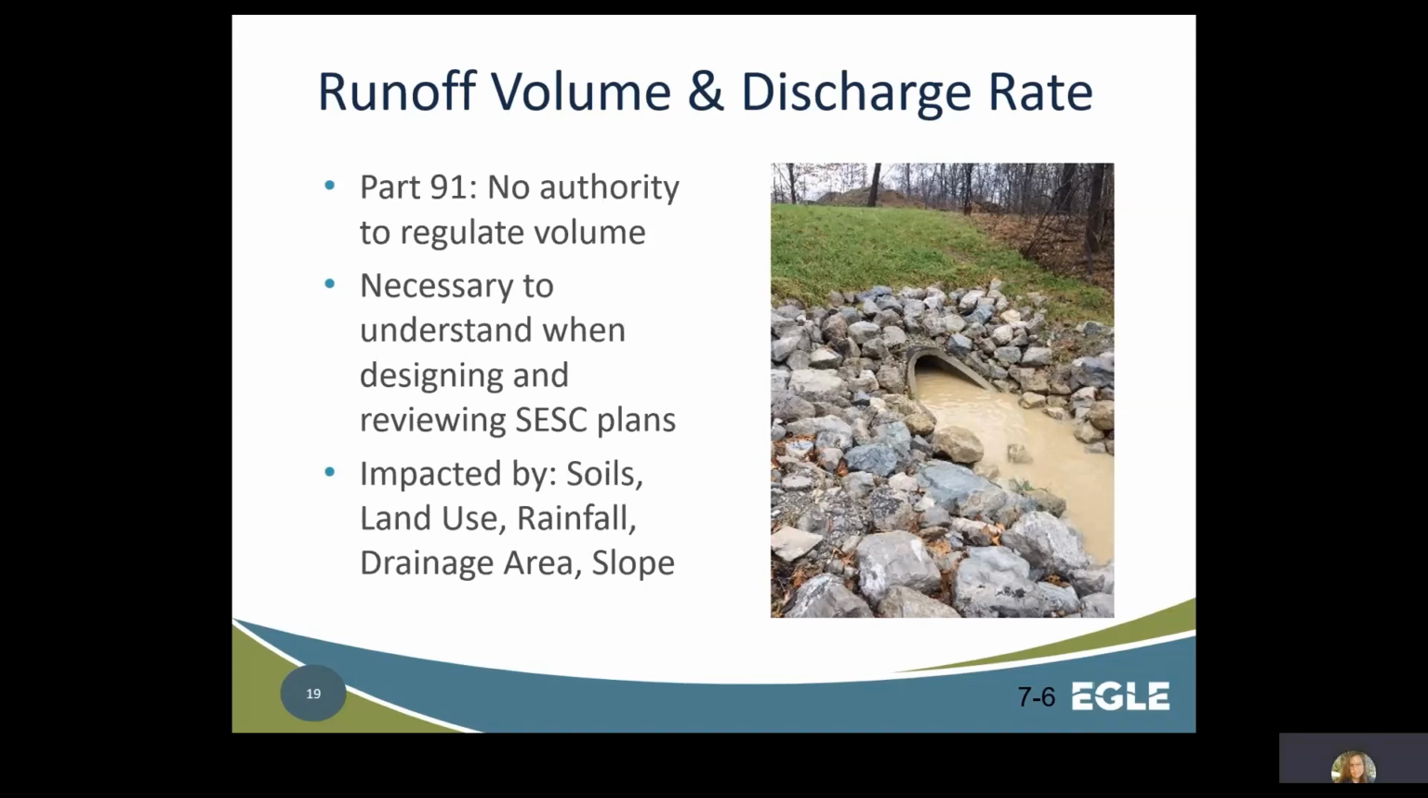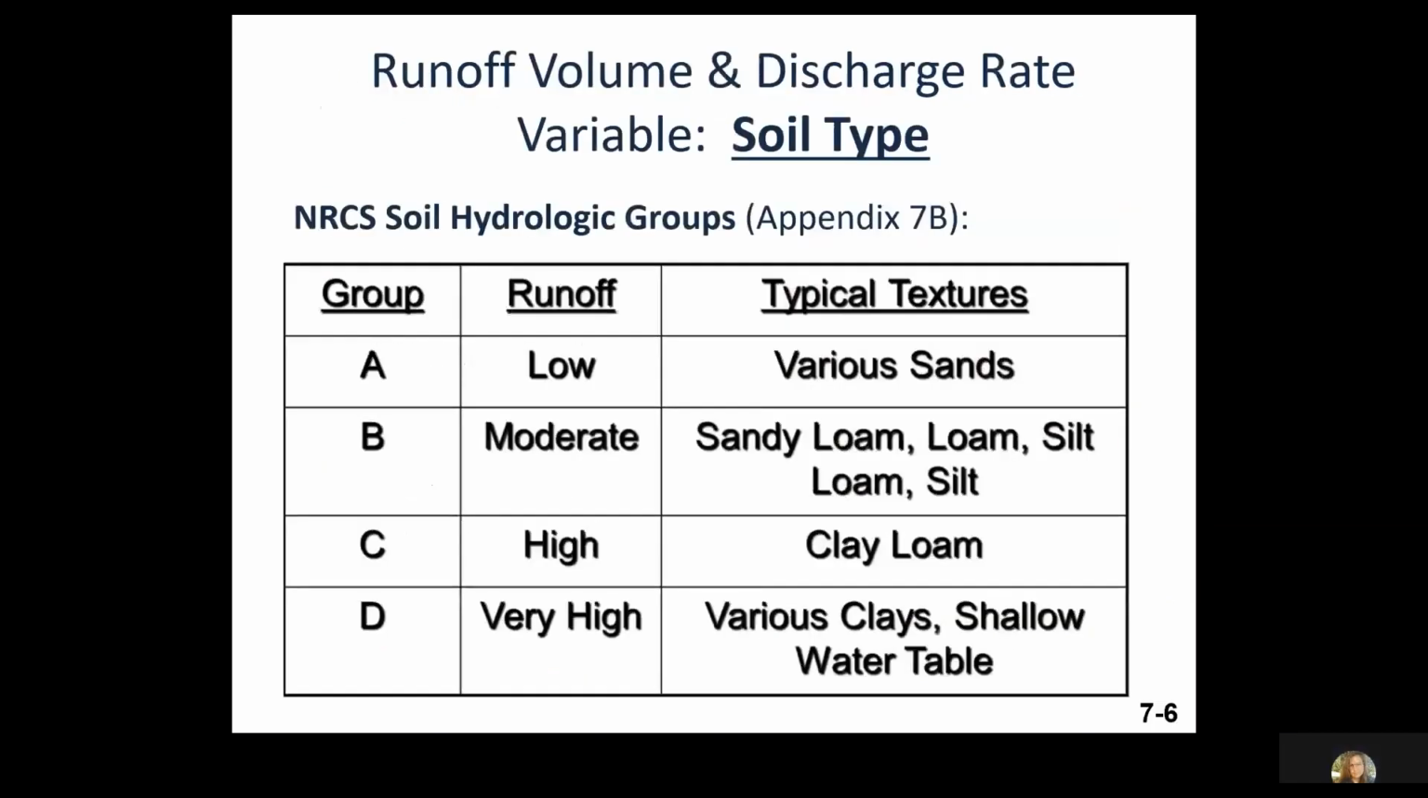The volume and discharge rate of runoff is impacted by the following variables: soil type, land use, rainfall, drainage area, and slope. The NRCS has developed a table for each variable, along with equations to calculate volume and discharge rates, which will be introduced in the upcoming slides. The first variable that we will discuss is soil type.